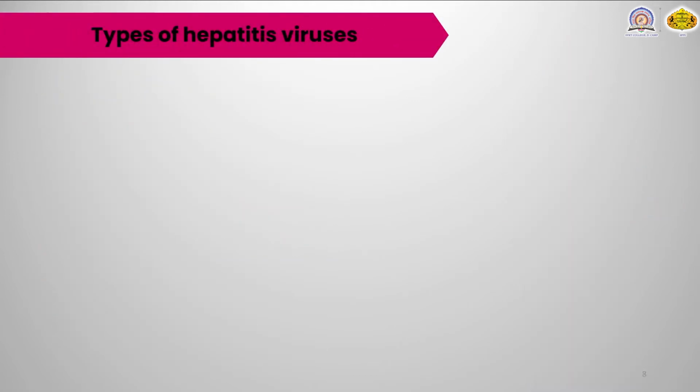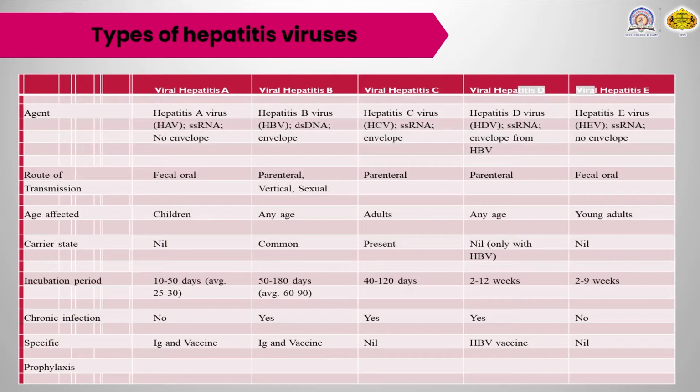So let's see the different types of hepatitis virus. This is a table showing the different types of hepatitis virus and the common differences among them. When we talk about hepatitis A virus, the agent of this infection is hepatitis A virus. Hepatitis A virus is a single-stranded RNA virus, and it is an unenveloped or non-enveloped virus.